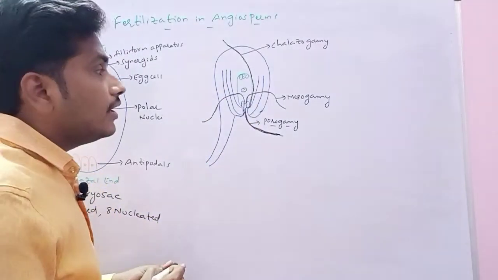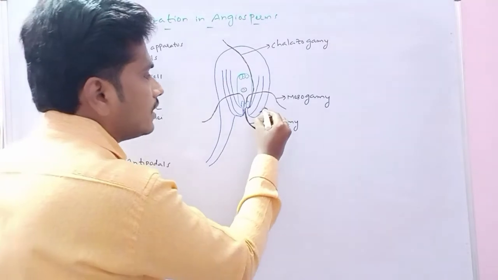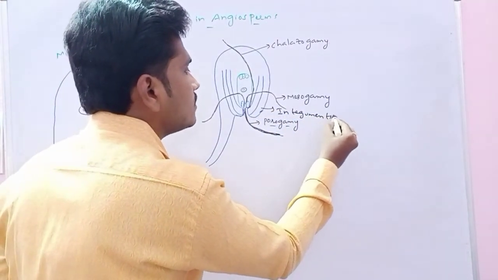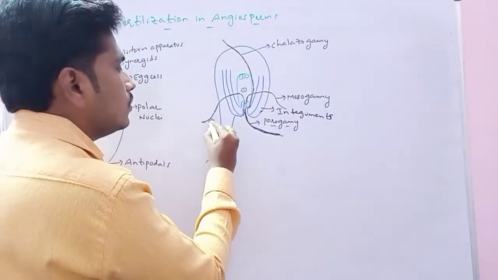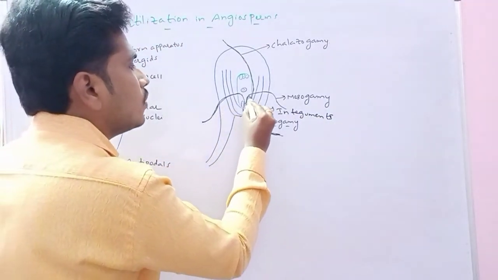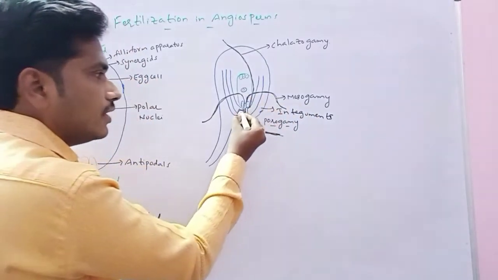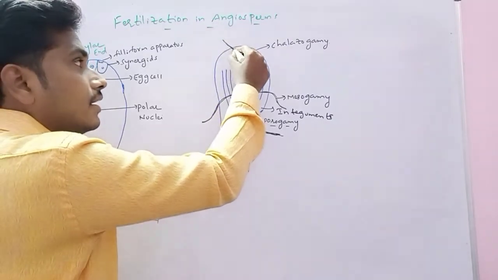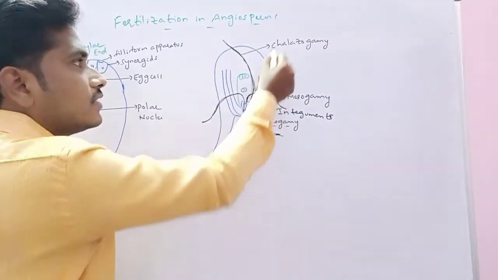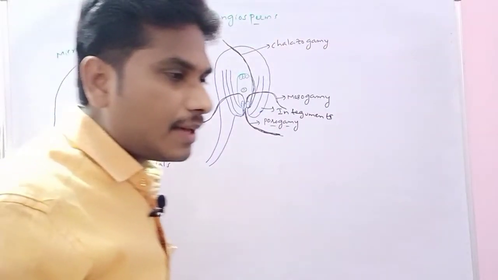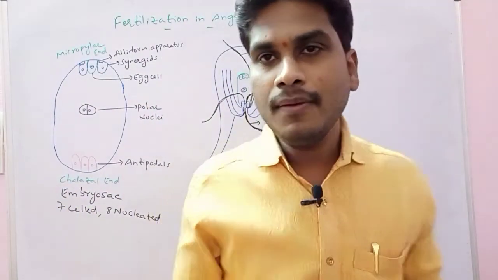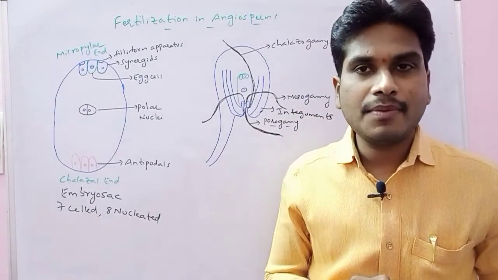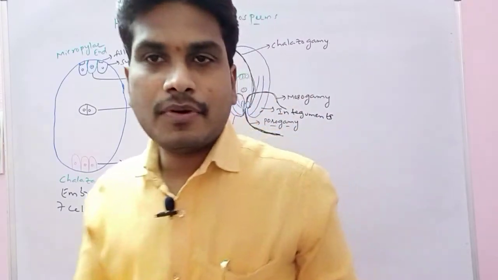If the pollen tube enters through the integuments, these are the 2 integuments here, we call it mesogamy. If the pollen tube enters through the chalazal end, we call it chalazogamy. By these 3 methods, the pollen tube enters into the embryo sac. The pollen tube carries 2 male gametes, and both are in haploid condition. Remember this point. This is the introduction.